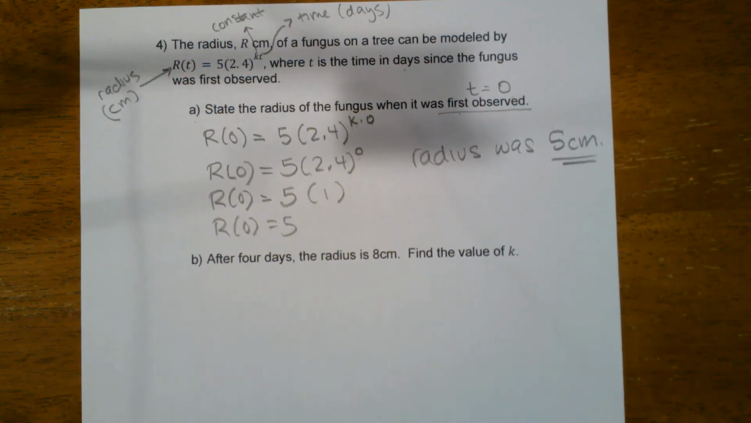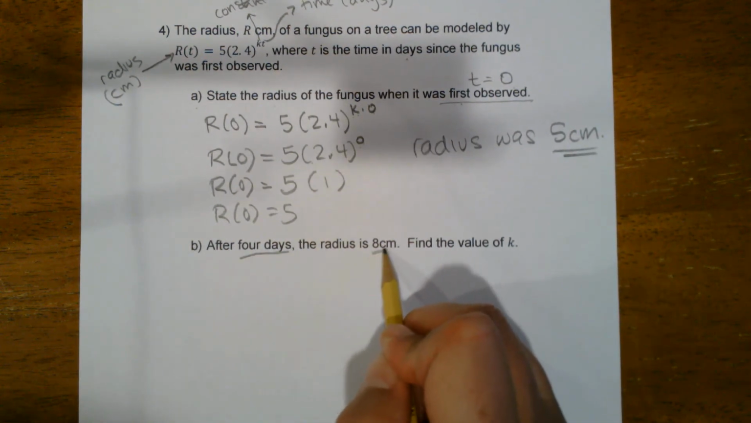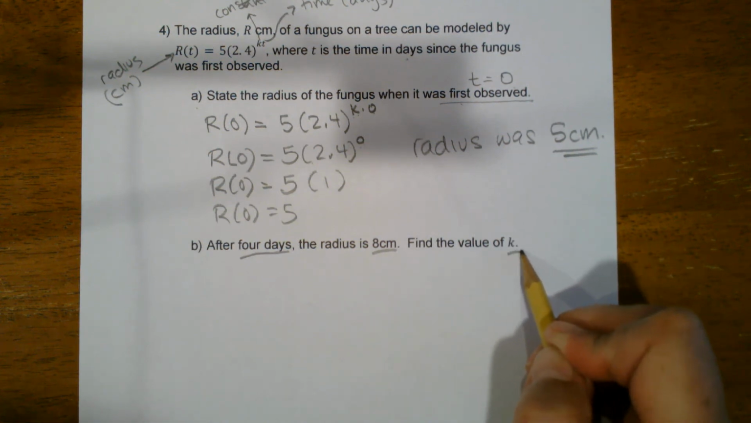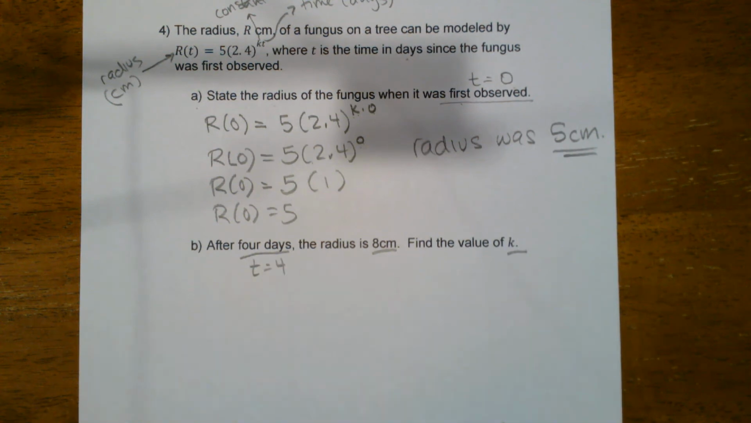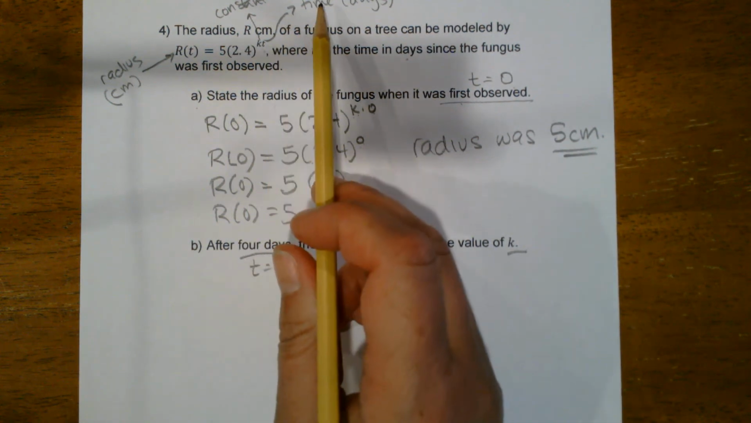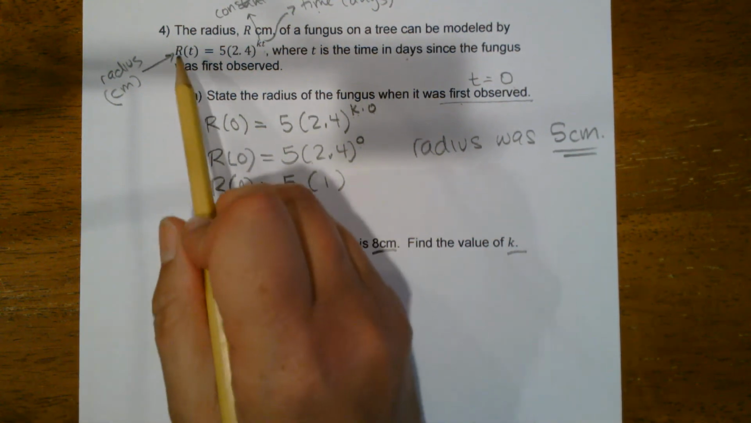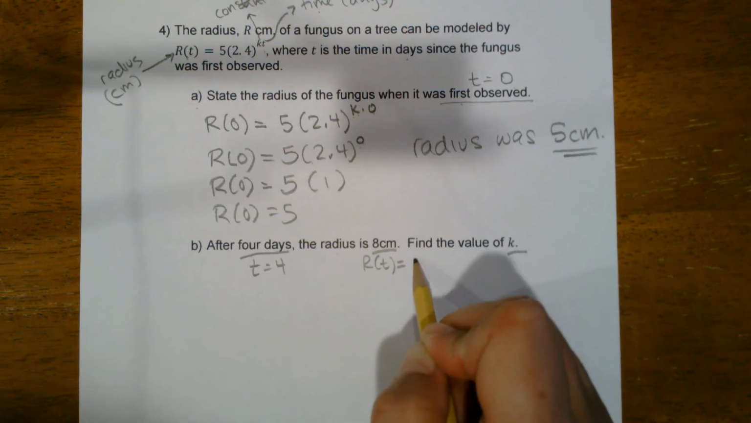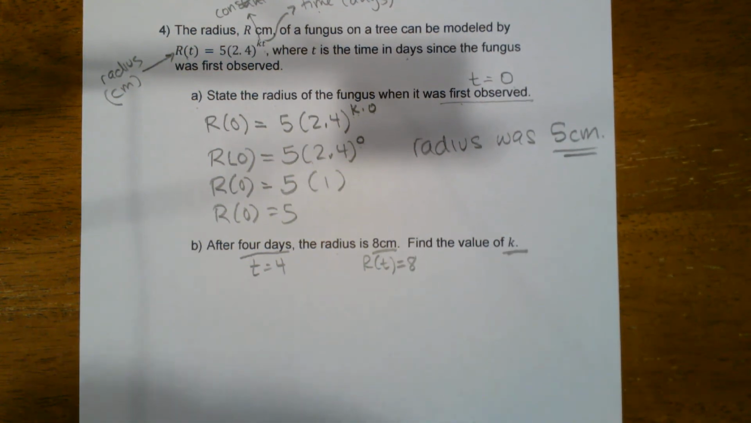Okay. Part B. After 4 days, the radius is 8 centimeters. Find the value of K. So they give us T is 4, correct? T, time, 4 days. Okay. Radius, they give us r of t. r of t equals 8. Now we're going to have to find the value of K. Told you that was coming up.